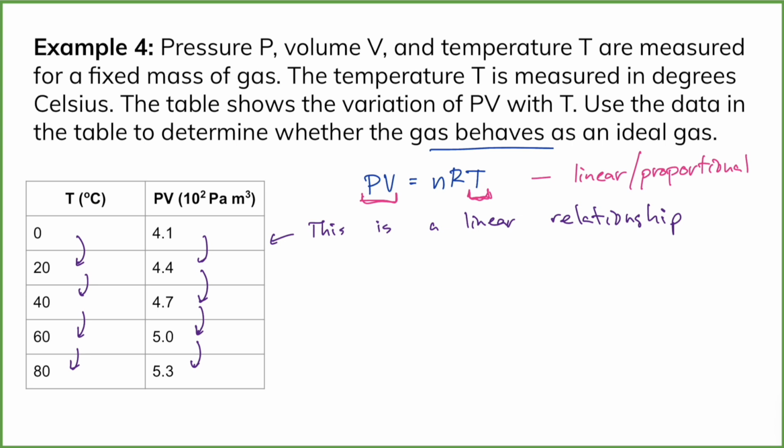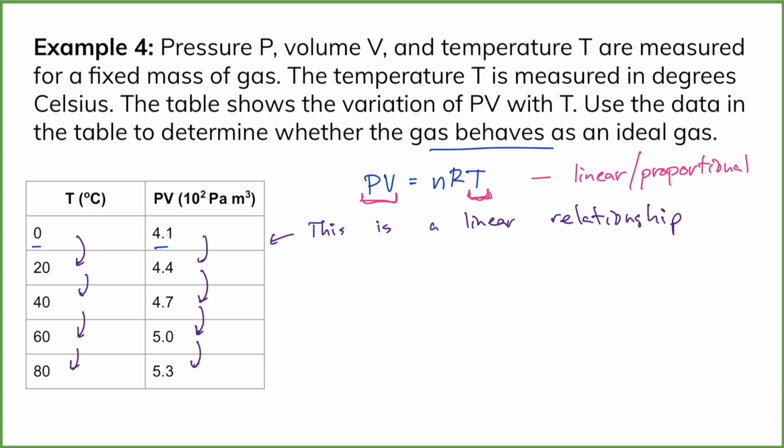So what we need to do is find the equation of this line, the relationship between PV and T, and show that the x-intercept of that line is negative 273. And if that's the case, then we know it's behaving as an ideal gas. So how do we go about doing this?